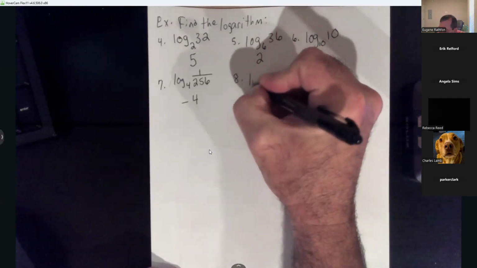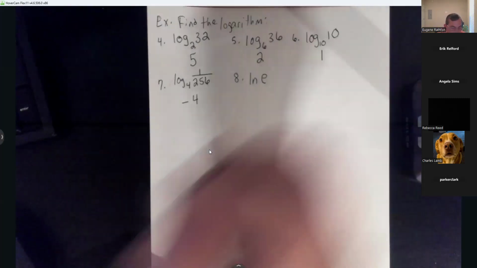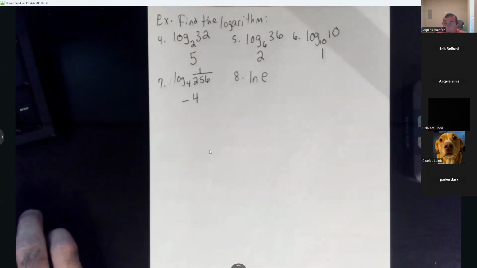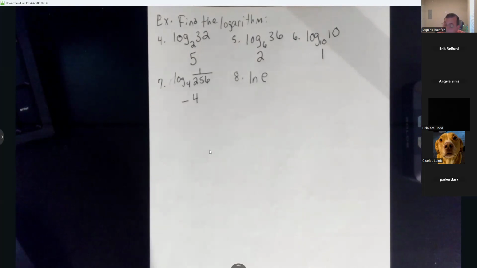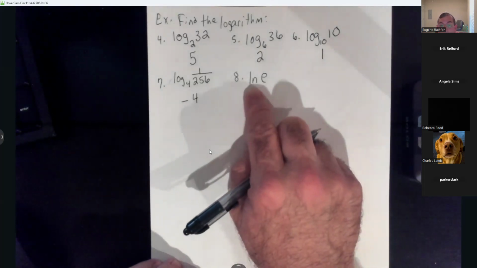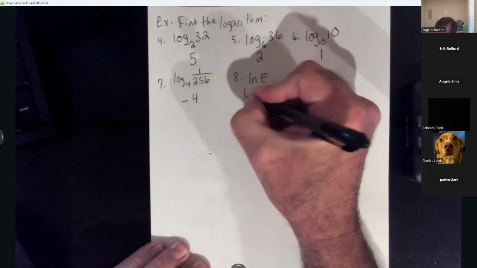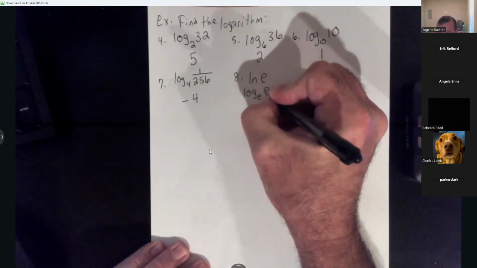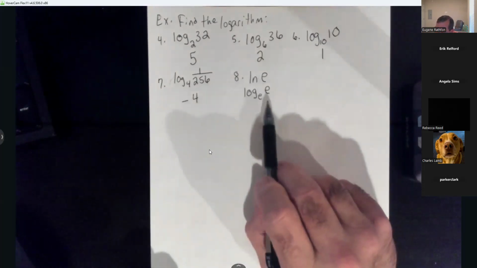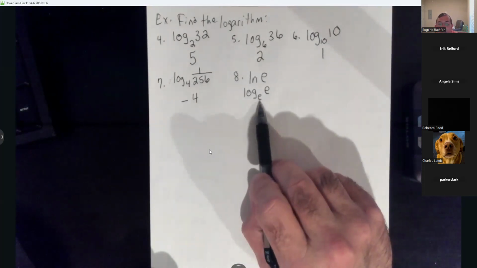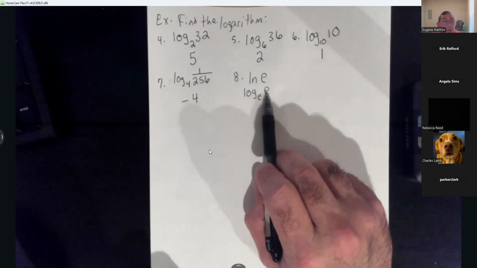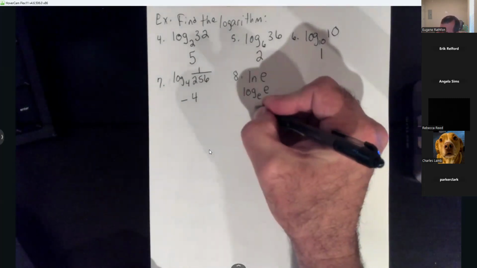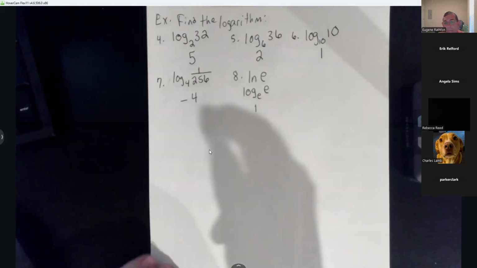What about this one? ln of e. So y'all, you got an ln button on your calculator, but let me remind y'all, remember ln of e is like this. It's really a log base e of e. So what exponent would you raise e to make it look like an e? Charles, good job. That is definitely a 1.